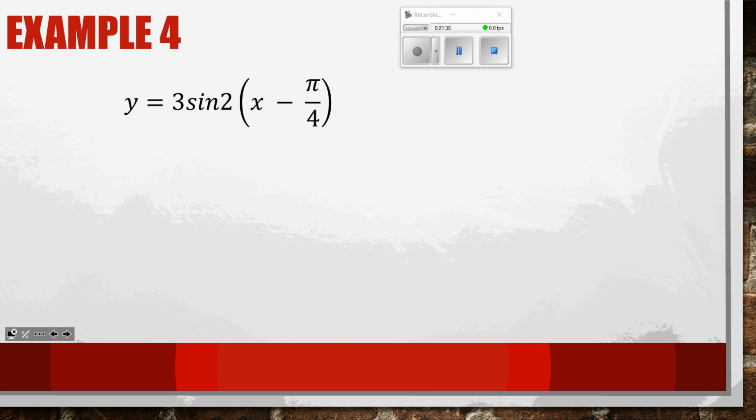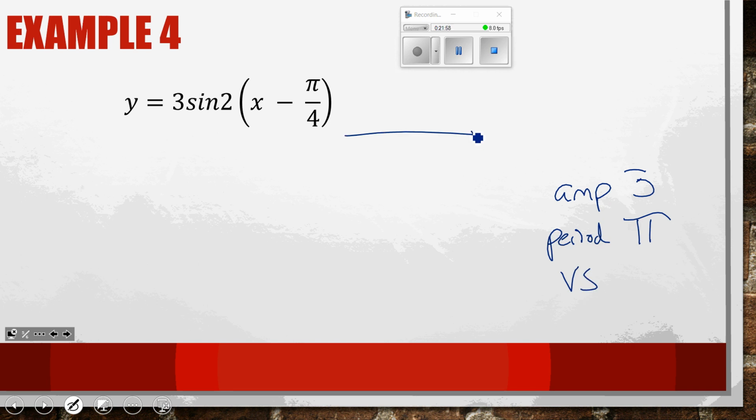Okay? So what's our amplitude on this one? Our amplitude is going to be 3. What's our period? It's going to be pi, because it's 2 pi over 2, which is just pi. What's our vertical shift? None. Very good, because that would come out here, right? That would be like a plus 2 on the end of it, or a minus 2. So we have no vertical shifts.